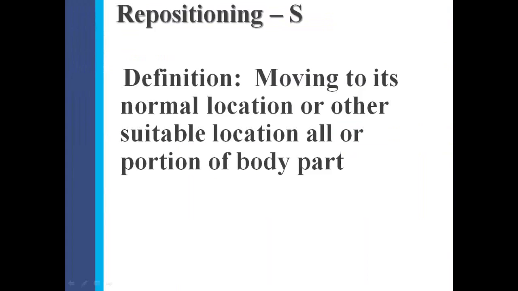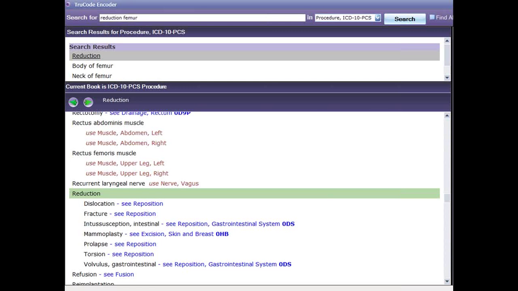Now let's go back to our fracture patient that we talked about earlier. Now remember, we had to code the fracture, and now we need to code the procedure. So basically with the procedure, doctor says they did a reduction of the fracture of the bone. Let's say, well, it's the femur. So we did a reduction. So we need to transition the reduction terminology into what is it in ICD-10. And it's going to be repositioning, moving to its normal location or other suitable location, all or a portion of a body part.